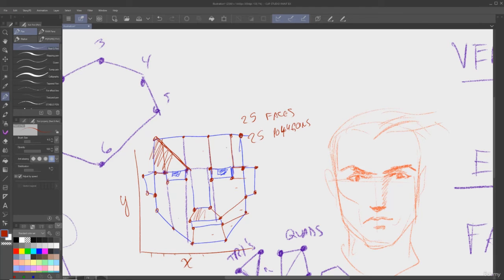I'm sure you guys don't worry, this is not a mathy course, but I just want to show you how this fits together. So I have 25 polygons. That's a pretty low poly count. This would be low poly.